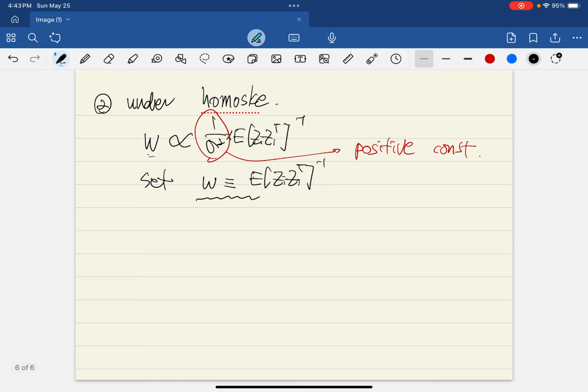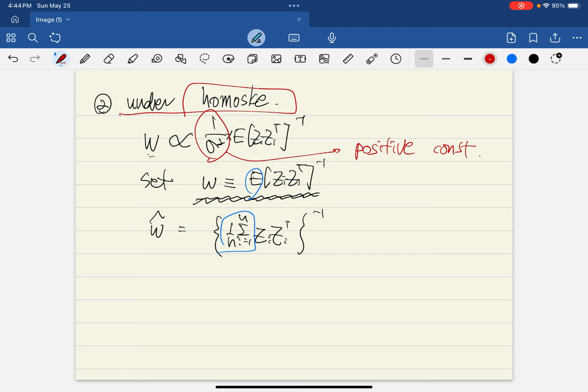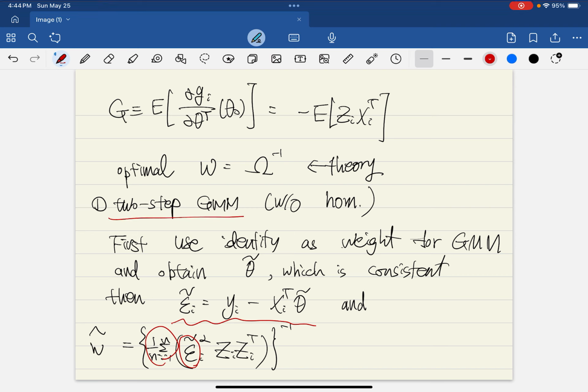And how will you implement it? So this is your new theoretical optimal weight under the additional assumption. Then you implement W the same way. Z prime are observed, so they don't have any problem. Just replace the expectation with the sample average. That is how you implement the optimal weight under additional assumptions. So remember, it depends on the homoscedasticity assumption, but the two-step GMM does not require the homoscedasticity assumption. So that is your choice.